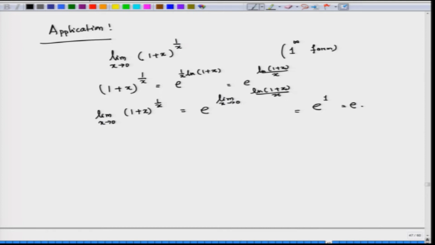And let us look at another example: the limit as x goes to infinity of x sin(1 over x). This is of the form infinity into 0.